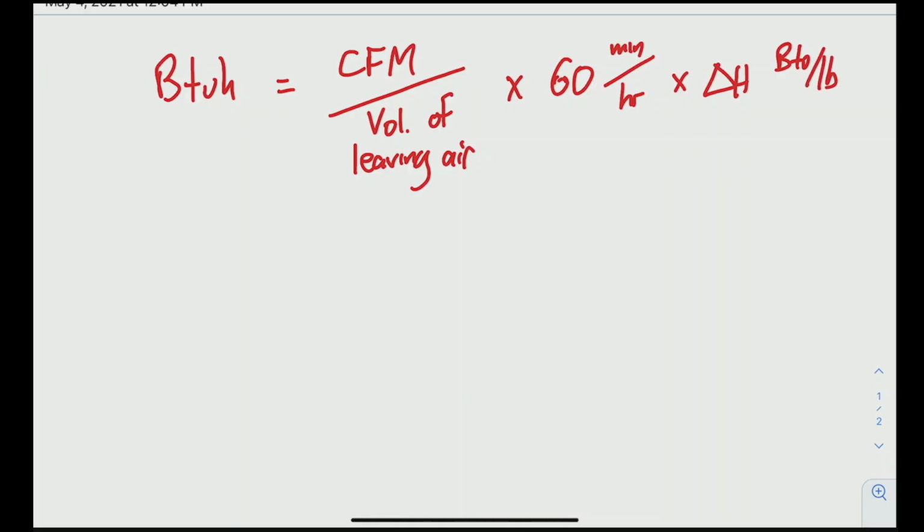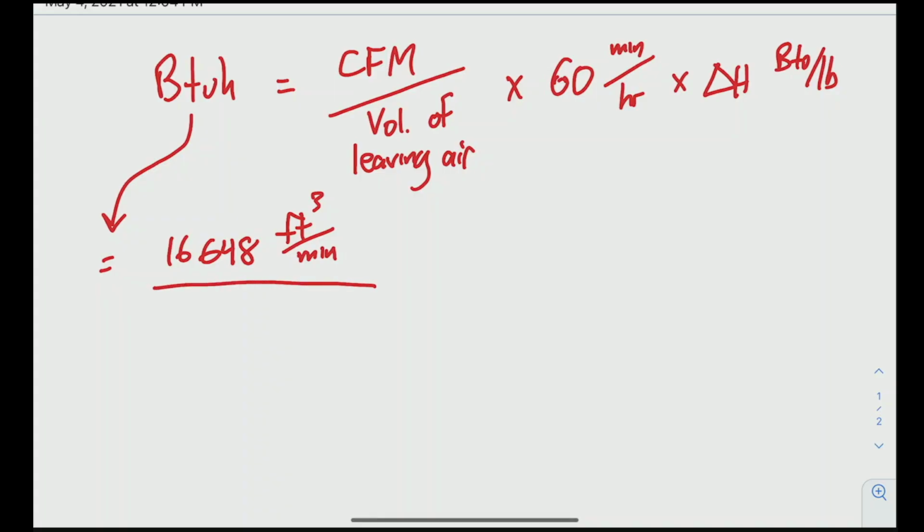So let's put in the numbers that we know. This is going to equal our CFM. Well, our CFM is our airflow, which we already calculated at 16,648 CFM. So we got 16,648 cubic feet per minute. And I'm going to write this out because I'm going to show you how units all cancel out until we finally get BTUs per hour. So that's CFM, cubic feet per minute.